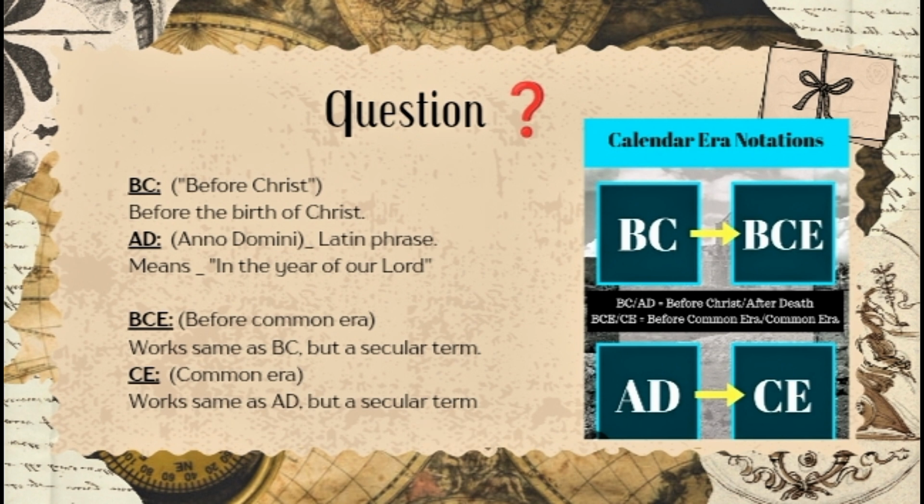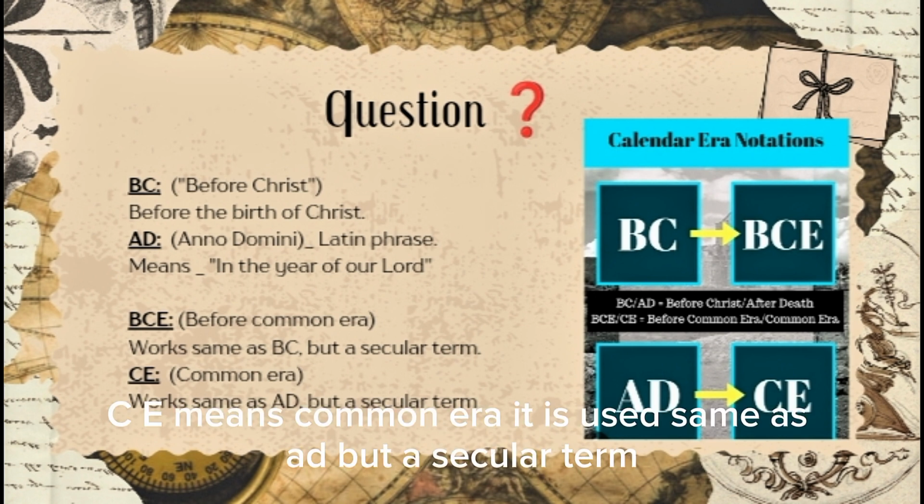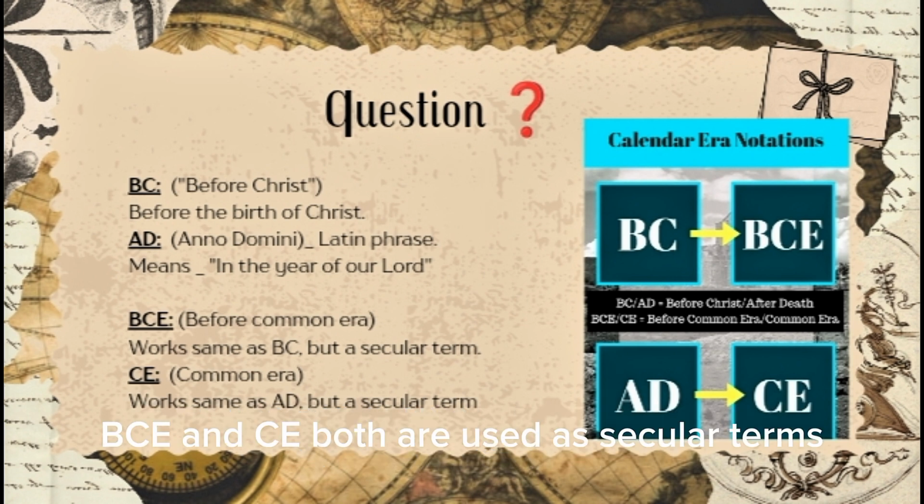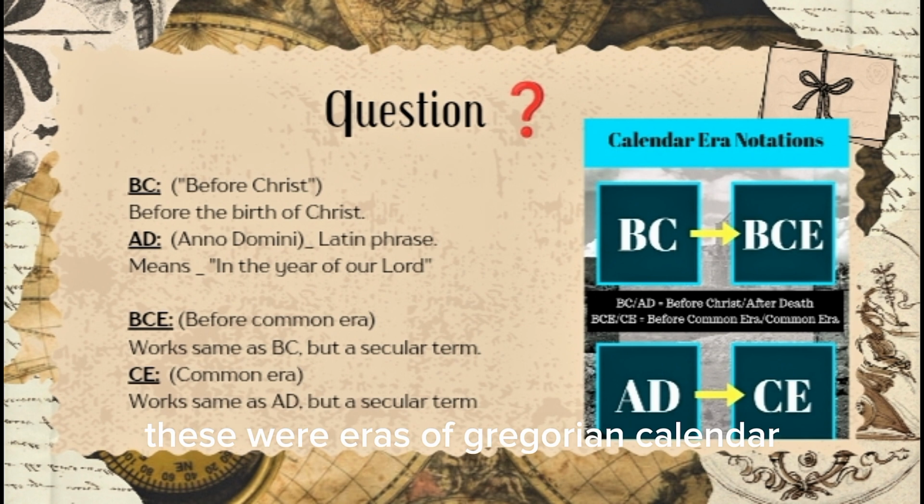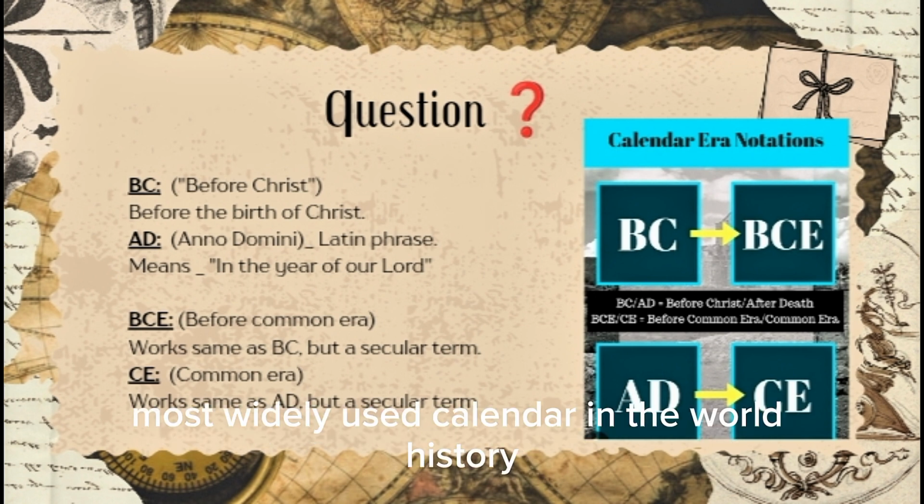BCE. BCE means Before Common Era. It works the same as BC but is used as a secular term. CE means Common Era. It is used the same as AD but is a secular term. BCE and CE both are used as secular terms. These were eras of the Gregorian calendar, the most widely used calendar in world history.